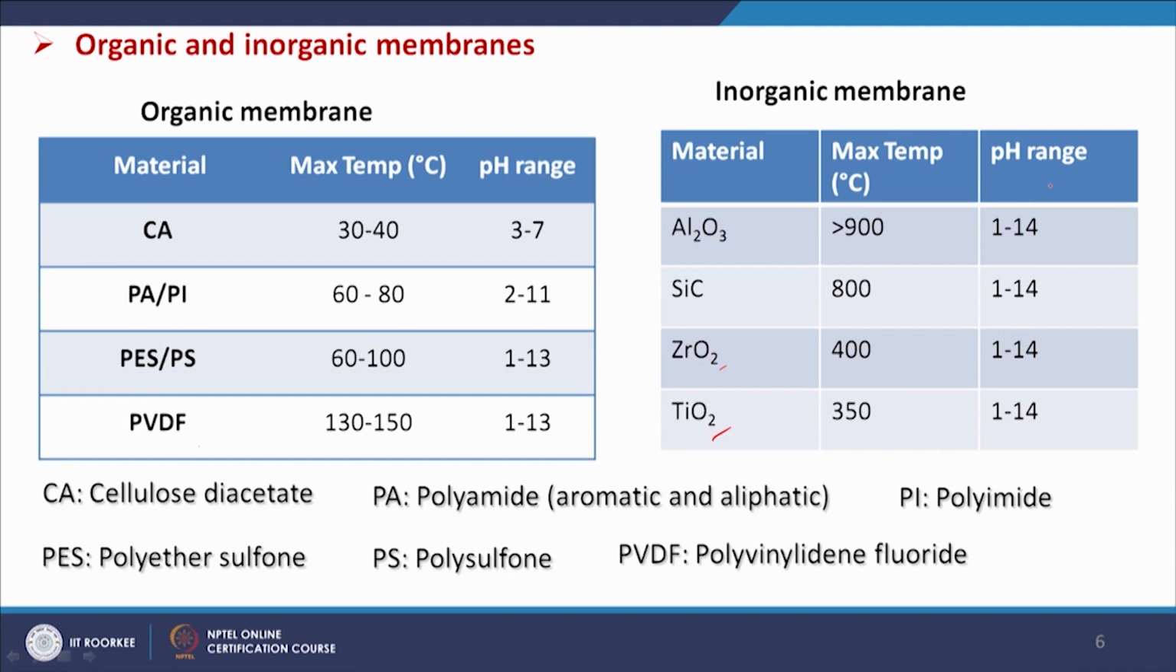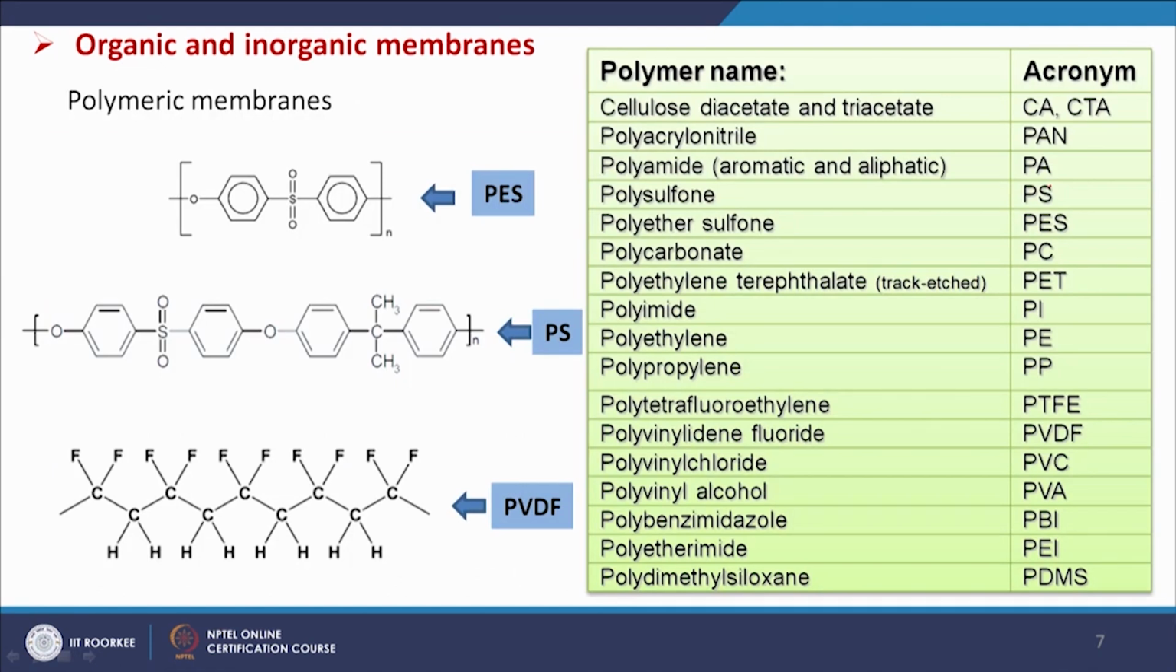Okay. So, these are the different available membrane materials, and here the structures of some organic membranes are shown, like PES has this type of structure, PS has this type of structure, PVDF has this structure. These are the different polymer names and their acronyms which have been applied for different applications, not only for water treatment, but for many different applications.